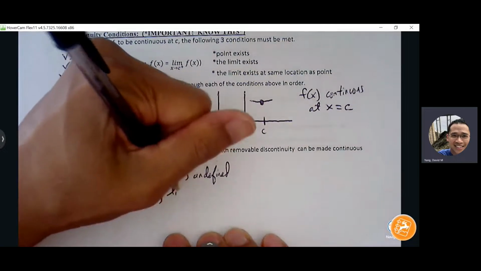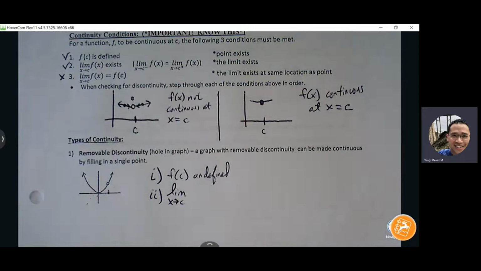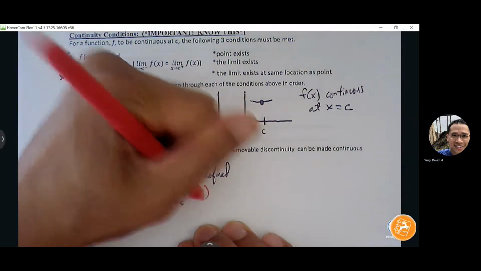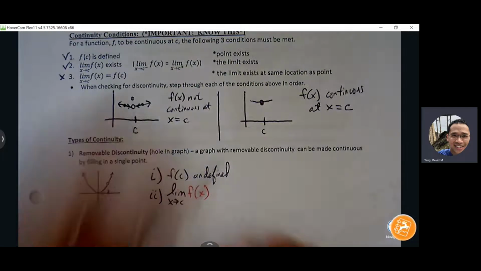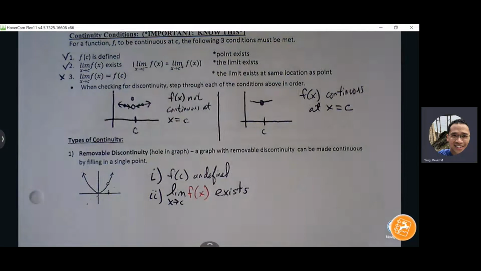So here I say the limit as x approaches c of f of x. Again, that's something that we have to get used to. We have to put an f of x there. We can't just say the limit exists. There has to be something that the limit is referring to. It has to be talking about a function.